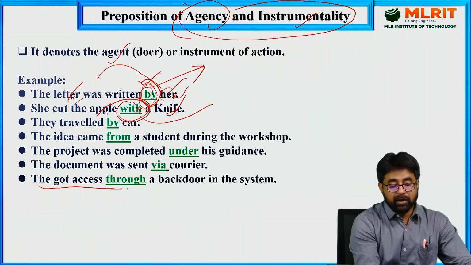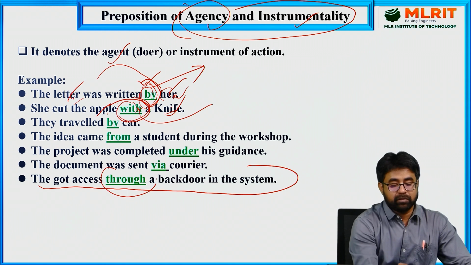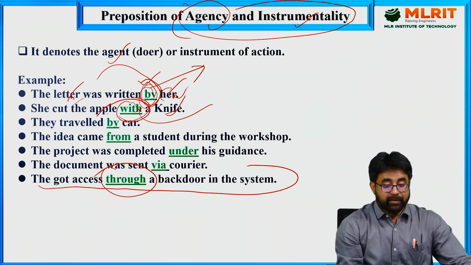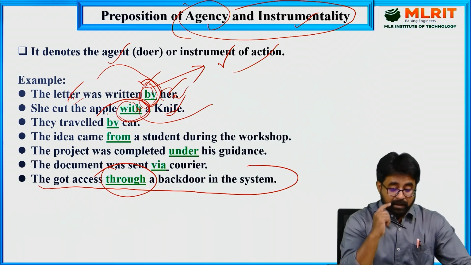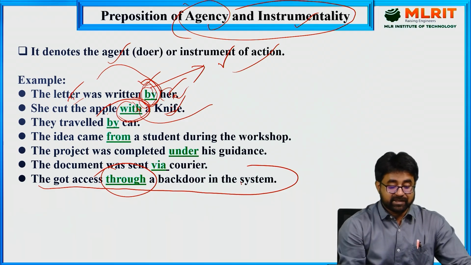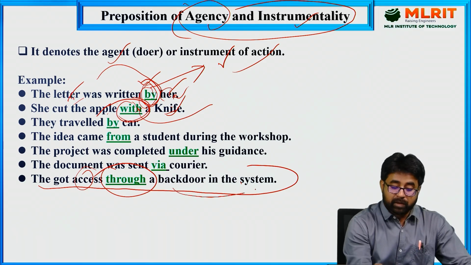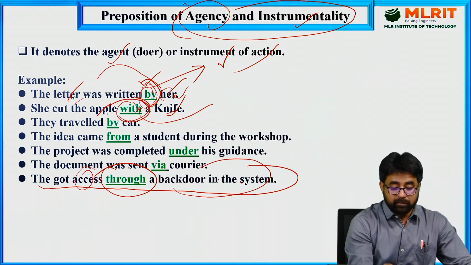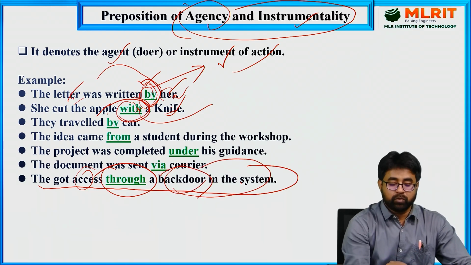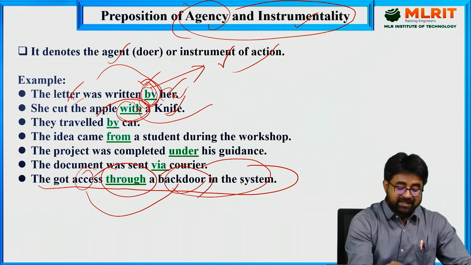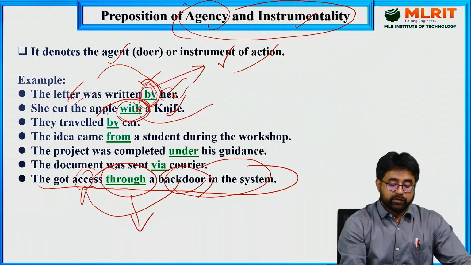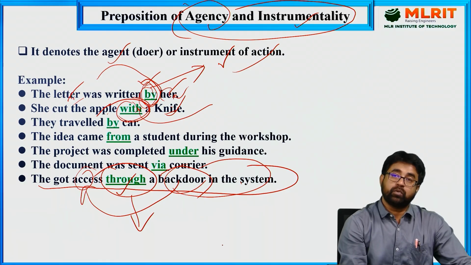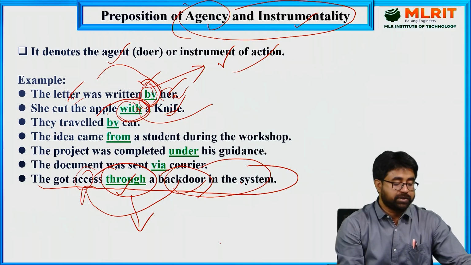You can see, "They got access through a backdoor system." Now "through" here also is, you can see, an instrument of action. So what is the action here in this sentence? Getting access. Now how did it happen? Through a backdoor. So it's establishing the relationship between these two things. So that's why this particular preposition "through" is an example of preposition of instrument here.